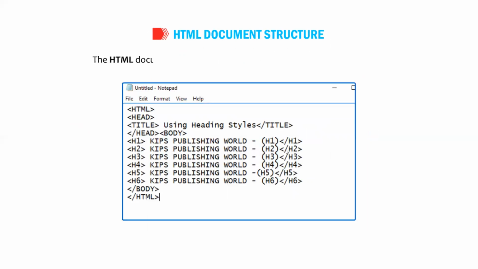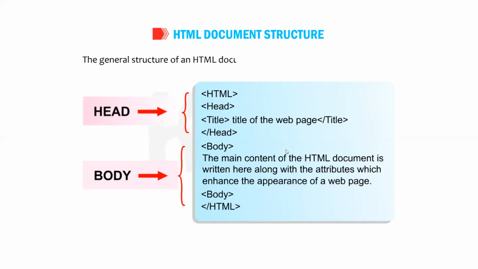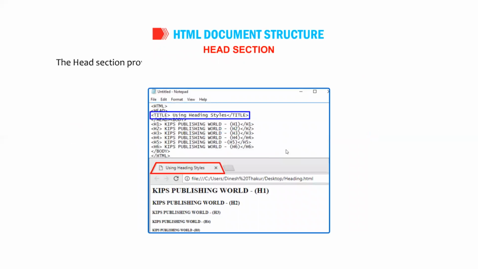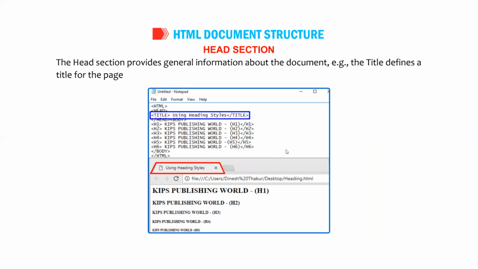Okay students, let us understand about HTML document structure. The HTML document starts with HTML tag and ends with /HTML tag. Each document is considered to be a single page. The general structure of an HTML document has two sections, head and body. Head section. The head section provides general information about the document. Example, the title defines a title for the page on the browser's title bar.